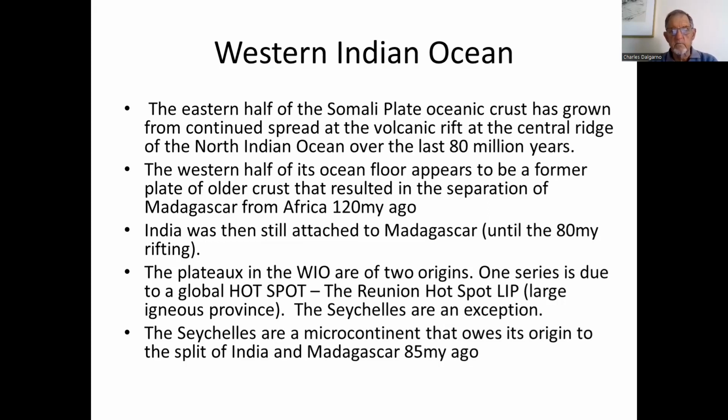And the plateaus of the West Indian Ocean are of two origins. One series is due to a global hotspot, the Reunion hotspot, which is a large igneous province. It shows a track of submarine extinct volcanoes which effectively run north to India and the Deccan Traps. And the Seychelles, however, are an exception. They're a microcontinent that owes its origin to the split of India and Madagascar 85 million years ago.